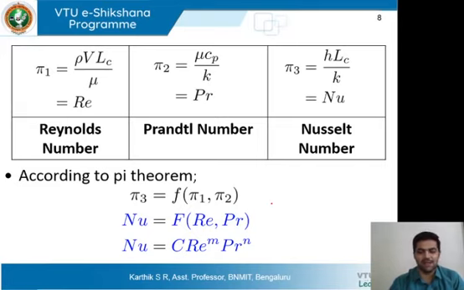So it will be in the form of Nusselt number equals some constant C times Reynolds number to the power of m times Prandtl number to the power of n, where m, n and the constant C will depend on the flow situation.